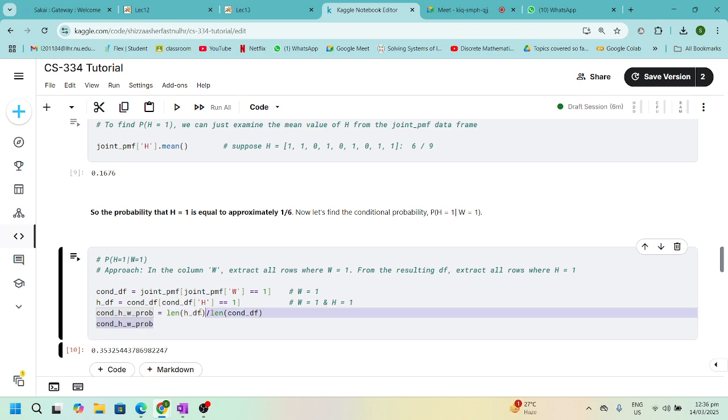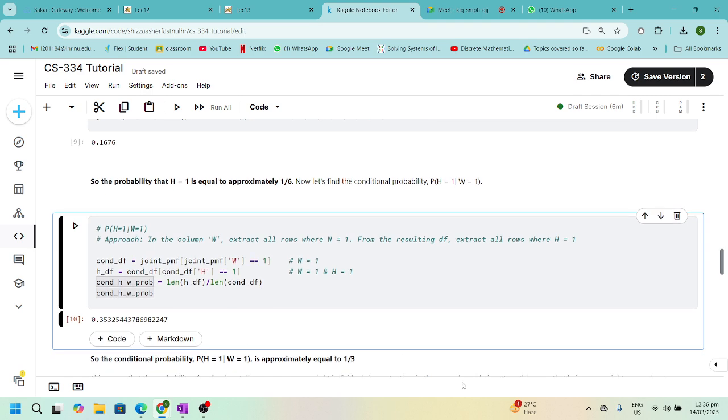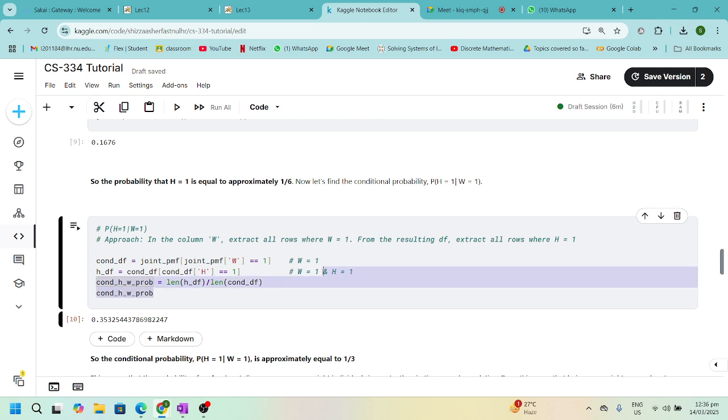So now I can simply do this: the length of this H data frame, where W equals 1 and H equals 1, divided by the length of this one, where just W equals 1. And that gives me the conditional probability, which comes out to be approximately 35.3%, which is approximately 1 over 3. Are there any questions as far as this math is concerned?